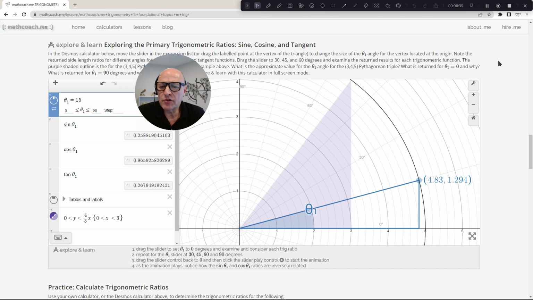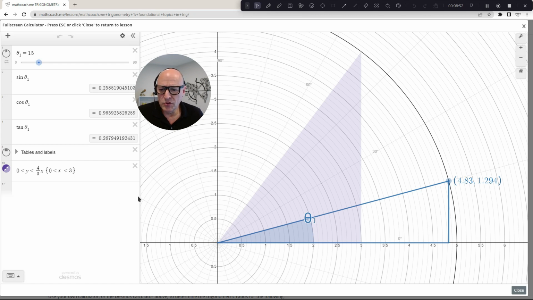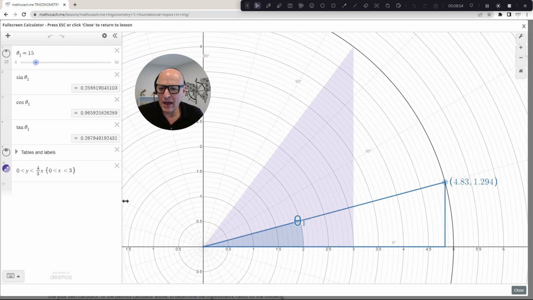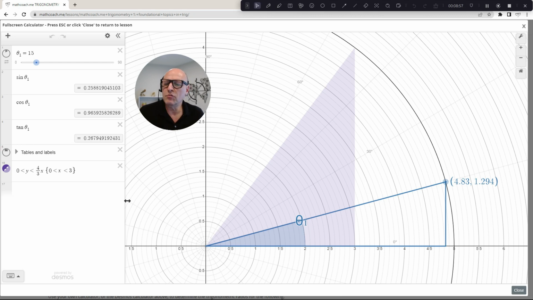Okay, we've come to our first activity, our first explore and learn activity using a Desmos calculator. We're going to explore the primary trig ratios, sine, cosine, and tan. We're going to use this Desmos calculator, and there's an icon to maximize, and we will do that. And when you try this at home, when you go to the Math Coach Me site and do this yourself, you want to do that because, certainly we're all visual learners, but we're also tactile learners. So when you're in control and you're asking the questions and answering the questions, that is the most effective way to learn. Visual learning, just a little point on that.